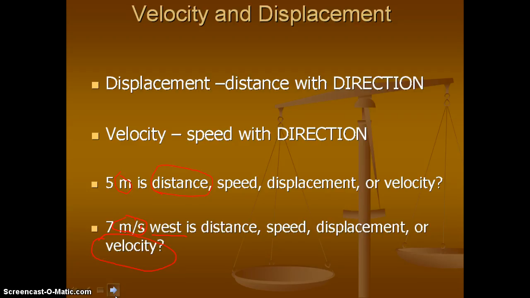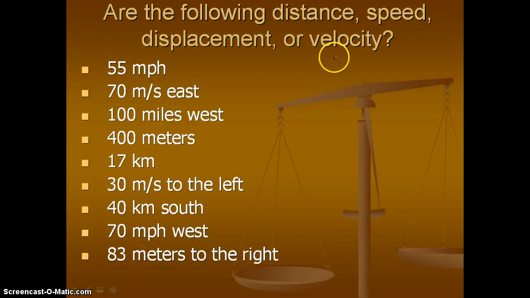Let's do some more practice. So for distance, I'm going to call that D. Speed is going to be S. Displacement is going to be dP. And velocity is going to be V. Let's make that look a little more like a D there. Alright, that's about as good as I can do.